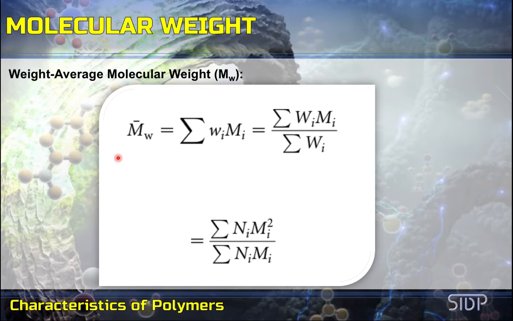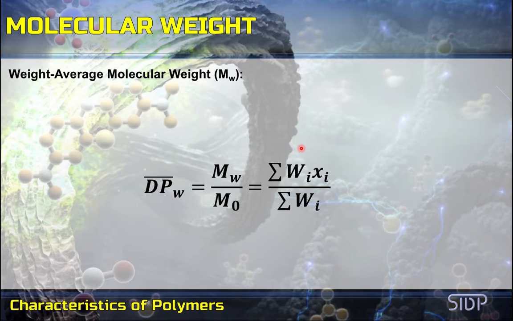For weight average molecular weight, Mw, the molecular weight of each species is weighted by the weight fraction of that species. Similarly, in the computation of the weight average molecular weight, the molecular weight of each species is weighted by the weight fraction of that species. Therefore, we have the following formulation for Mw. Mw is the sum of the multiplication of the weight of each species by the molecular weight of this species divided by the sum of the weight of the species, as we can see.